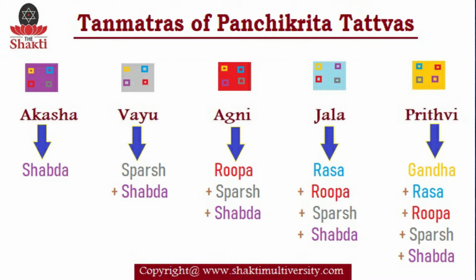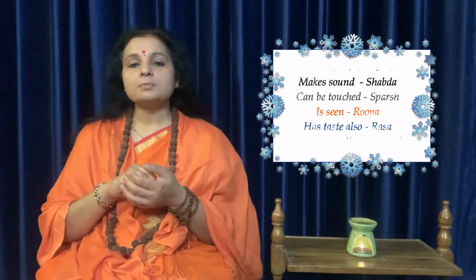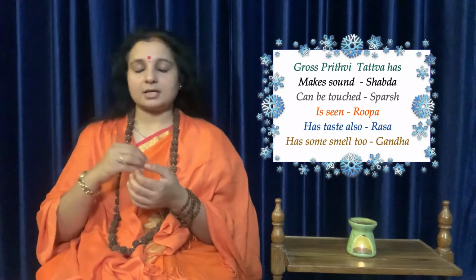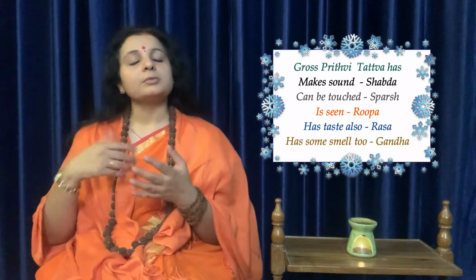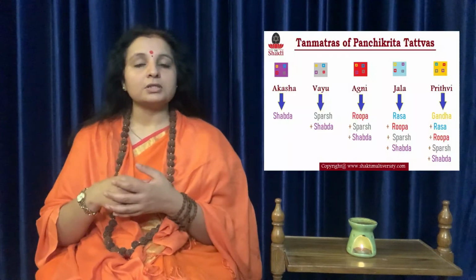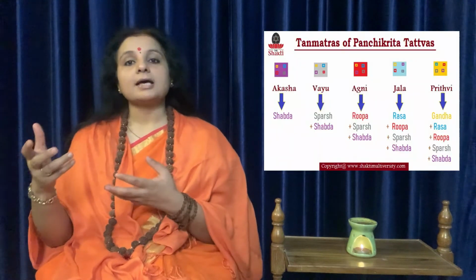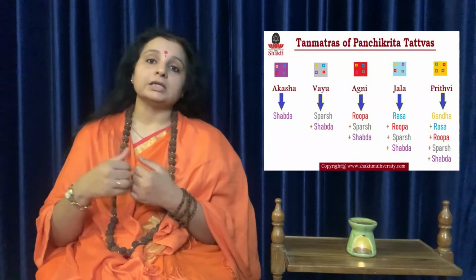But gross Prithvi Tattva, the solids that we see around, this mud has all the properties. It has smell. That means it has a portion of pure Prithvi Tattva. It has heat energy of its own, so it also has fire element. It has got some taste, that means it has Jal Tattva. This gross Prithvi can be seen, it means it has Roop Tanmatra of Agni.